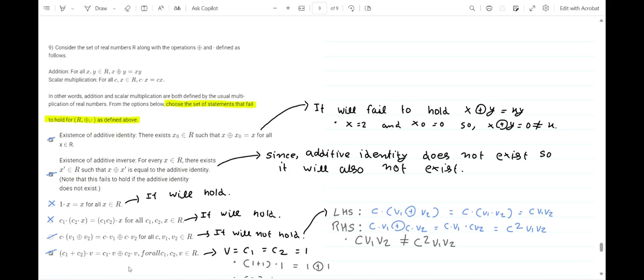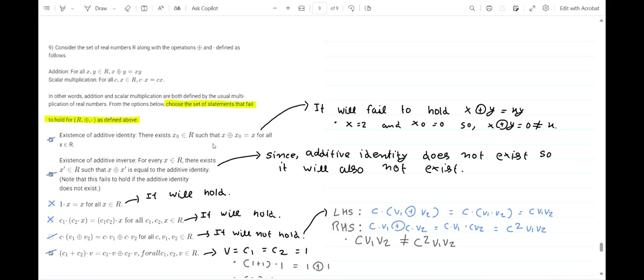So let's see the first option, which says existence of additive identity, which means that there exists an x not such that x plus x not is equal to x for all x belonging to R. This existence of additive identity will not hold because x plus y is basically xy as per the question. So if we take x equals 2 and x not equals 0, and if we add them, the result will actually be 0, which is not equal to x. So the first option is correct.